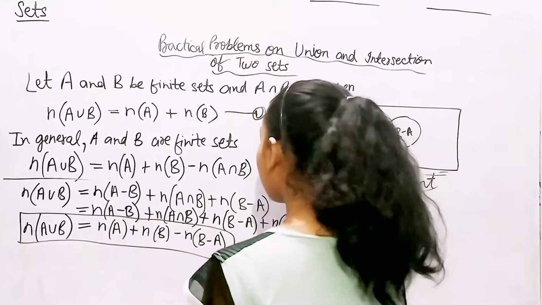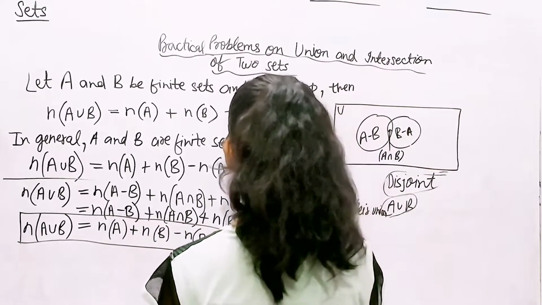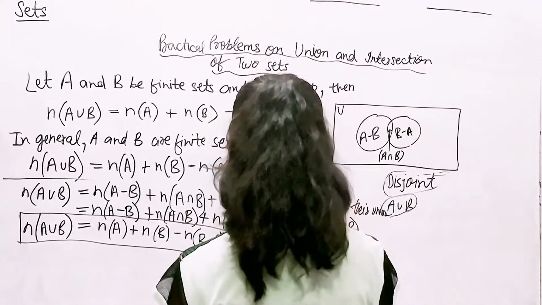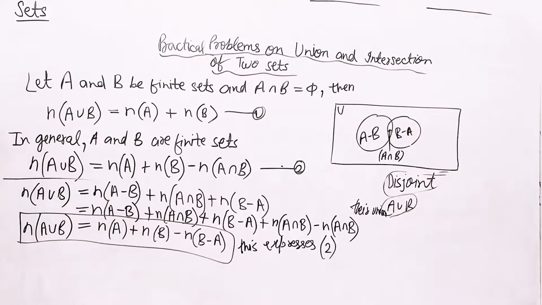Okay, so this one expresses our second one, the second one which we had right here, isn't it? Okay, so let's move on. It verifies our second one, which we can see by solving it. So this is what it is.